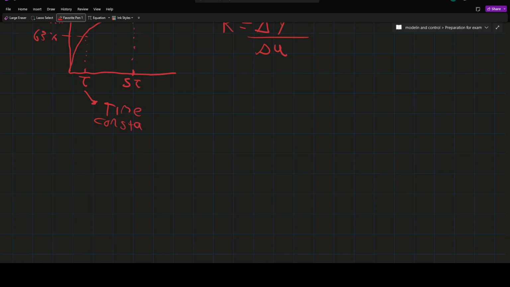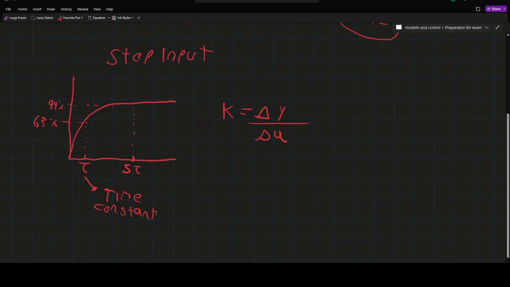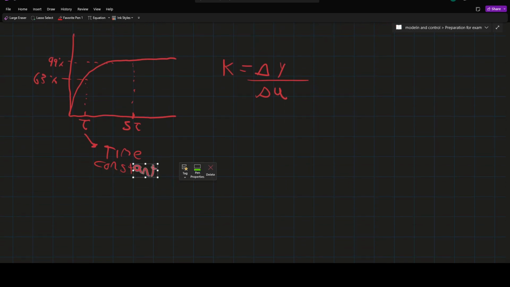So with the time constant, a smaller time constant gives a better response. If we have a smaller τ, the system gets to the 63% value faster, so it has a faster response time.